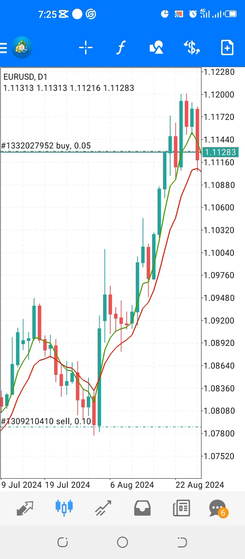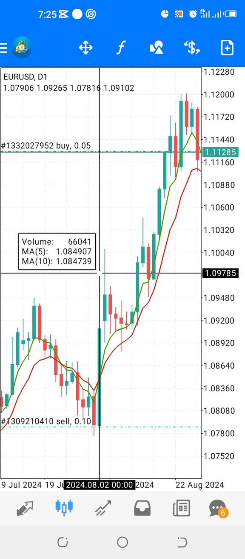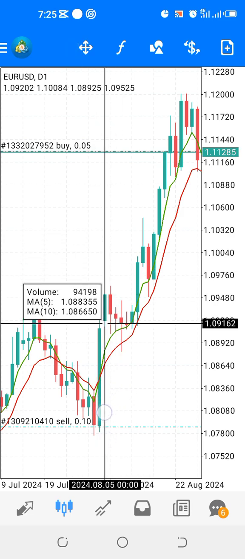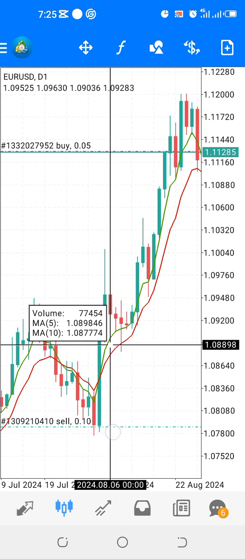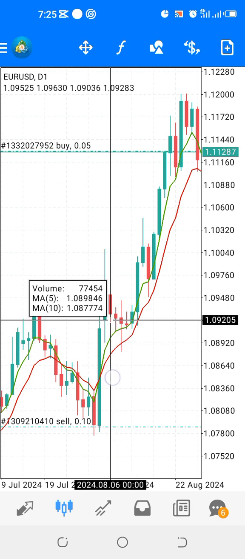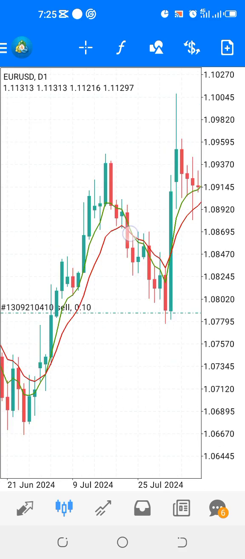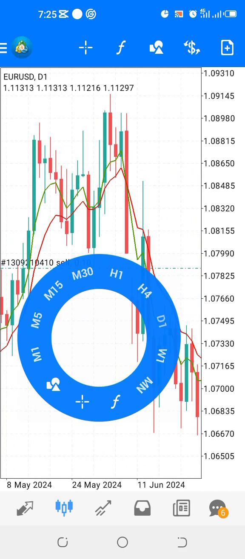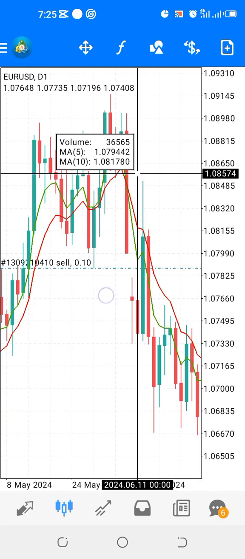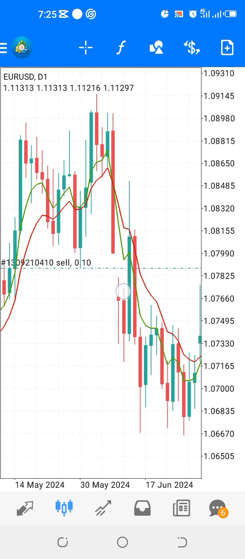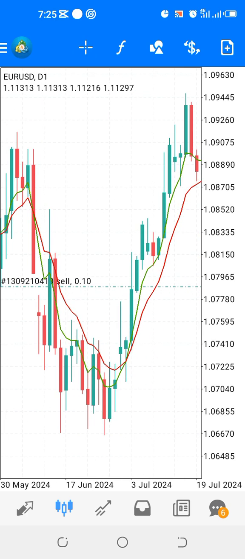As you can see in our chart here, where the fast moving average crosses the slow moving average, it indicates that the trend has changed and it is up. And when it crosses down, it indicates that the trend has changed and it is down. So that is a very simple way to identify a new trend.